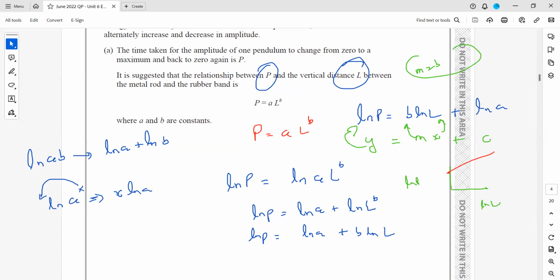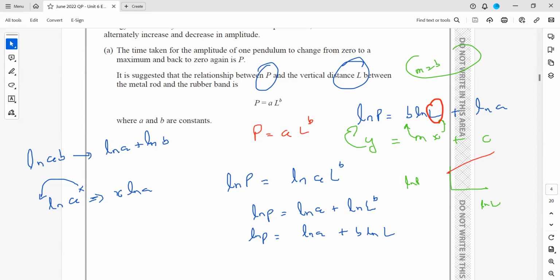So we have to devise an experiment, like how we should do this experiment to work out the value for B to justify this relation. First thing, the quantities which we have to measure: L. So how can we measure L? We can use a meter rule or a meter scale and measure this L.